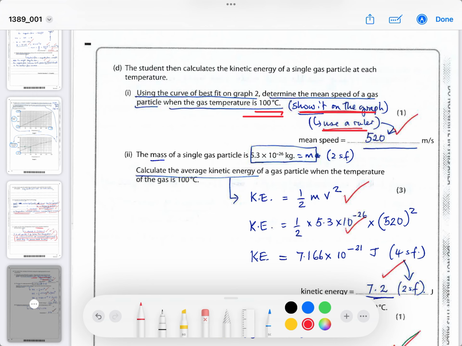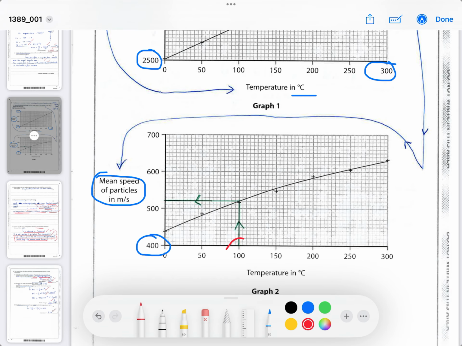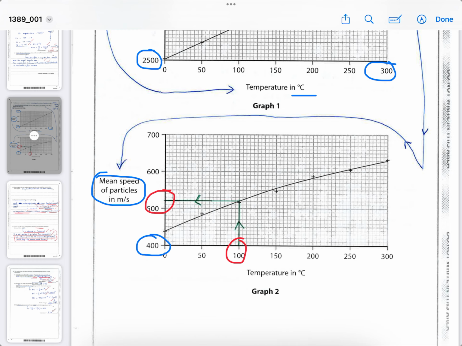Try to be neat, and if you do it, you'll find that at 100 degrees centigrade on the smooth curve, if you go back to the graph and have a look, you'll see that the mean speed, if you draw lines from 100 degrees centigrade, here's 100 degrees centigrade, so I've drawn green lines going up. So over here will be the value that you need to read off the scale, and they just want to see that you can show your working on the graph. So these lines are part of your working out. So do show those and make sure you use a ruler if you can. Okay.